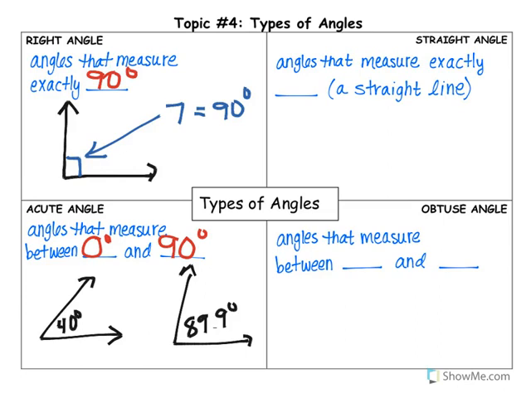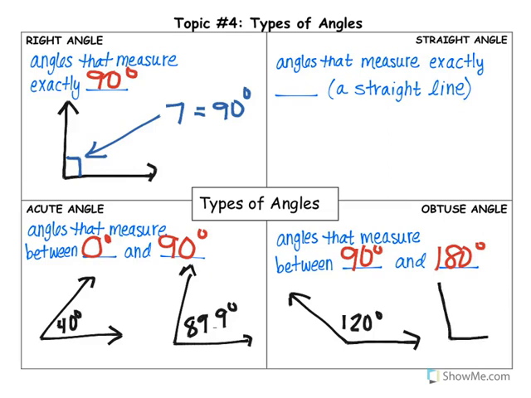Moving to obtuse angles. Obtuse angles are angles that measure between 90 degrees and 180 degrees, right? So the right angle is kind of the cutoff between acute and obtuse. Let's draw a picture of an obtuse angle. An obtuse angle that looks like this might be like 120 degrees. Or we could have something as small as 91 degrees. That is bigger than 90. That is an obtuse angle.